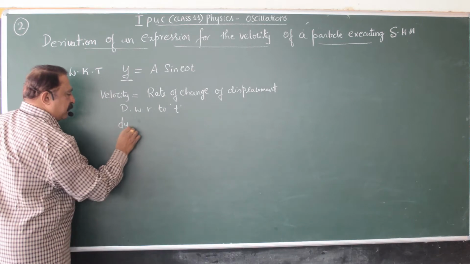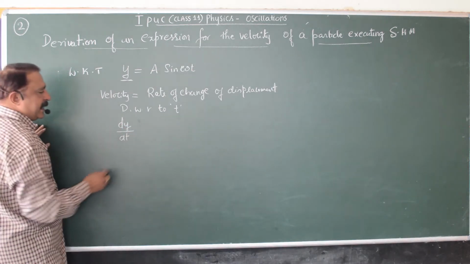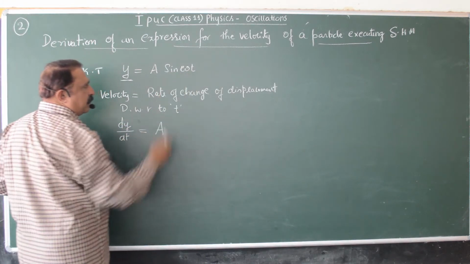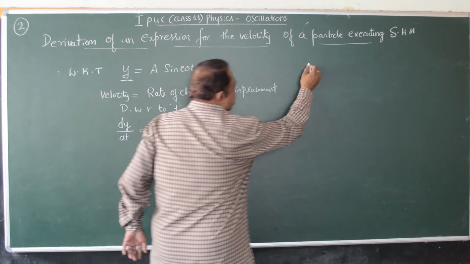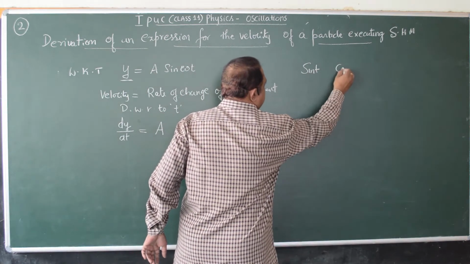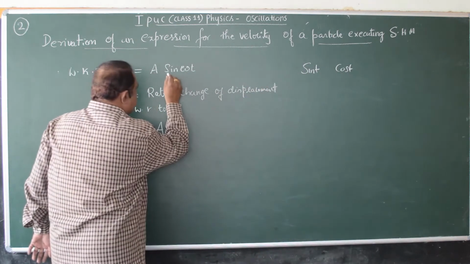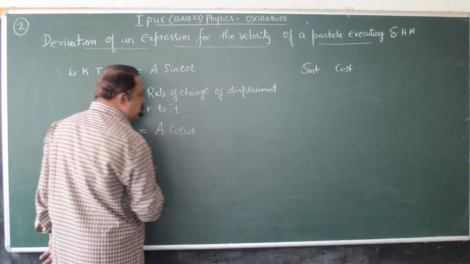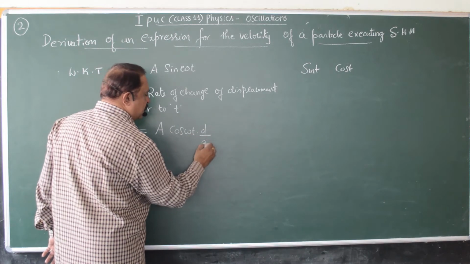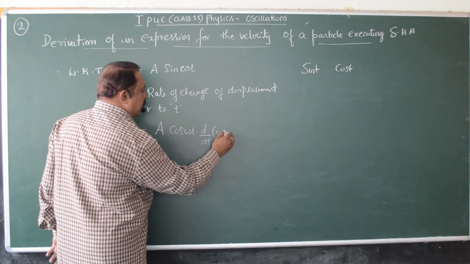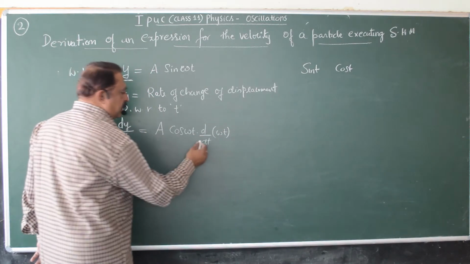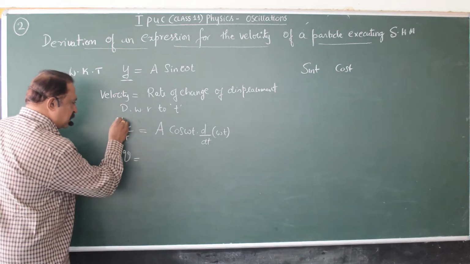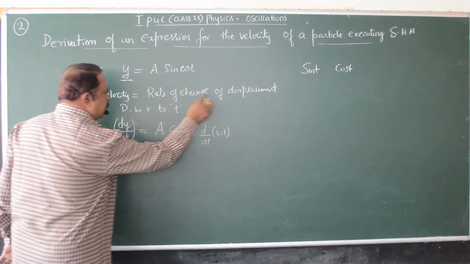What will happen to y? y will become dy by dt. a is a constant, keep it as it is. What is the differentiation of sine t with respect to t? It is cos t. Similarly, sine omega t, when differentiated, gives cos omega t. In addition to that, you also have to take the differential coefficient of omega t, which is omega.